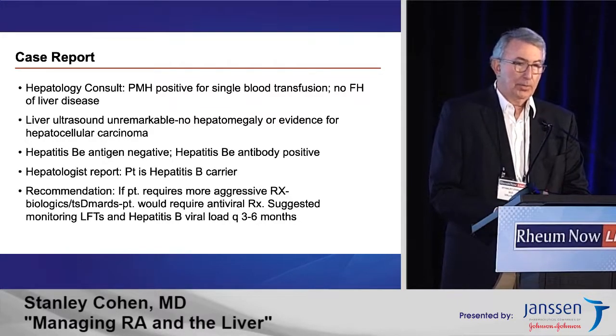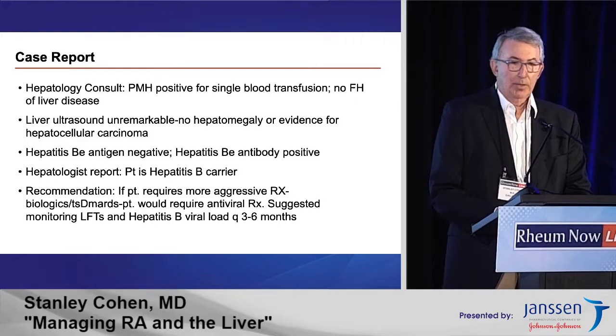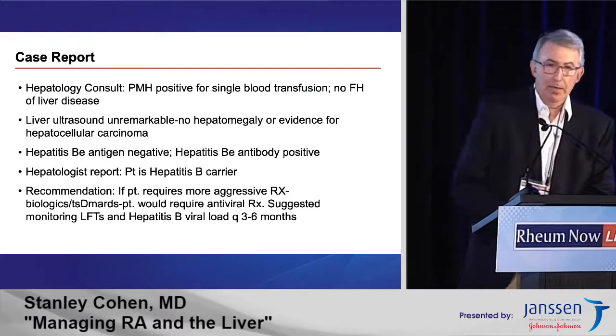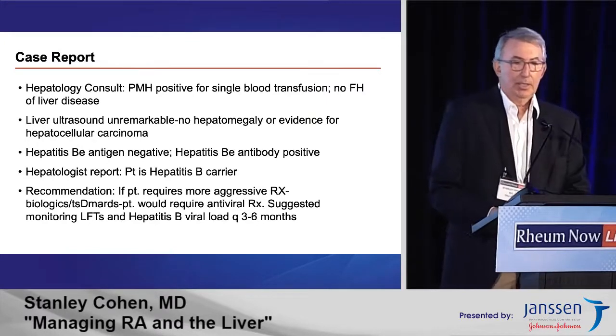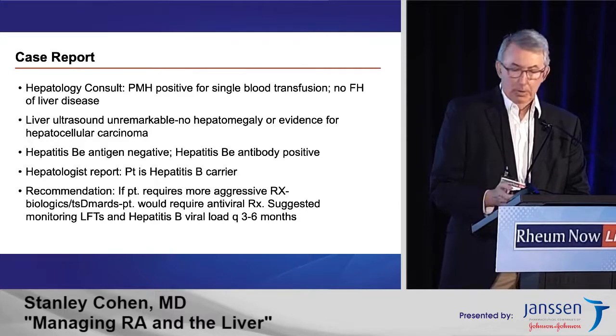His recommendation was if the patient required more aggressive therapy, such as biologics or targeted synthetic DMARDs, the patient would require antiviral therapy. He suggested monitoring liver functions presently, and checking hepatitis B viral load every 3 to 6 months.